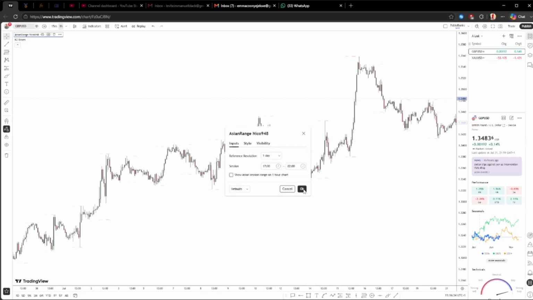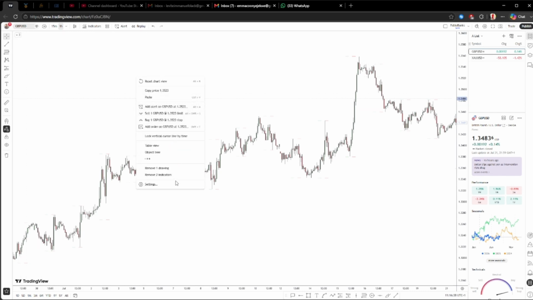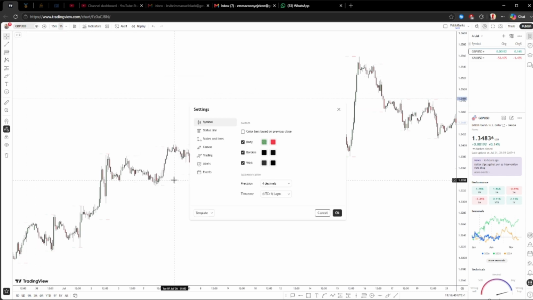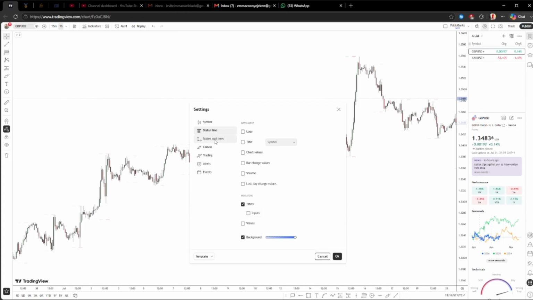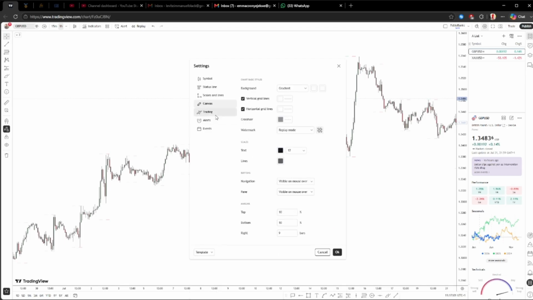So yeah, just my Asian sessions, and also my settings, my TradingView is like this. The body and borders, black. Then the wick, also black. Yeah, so nothing pretty much, just basic, simple settings.